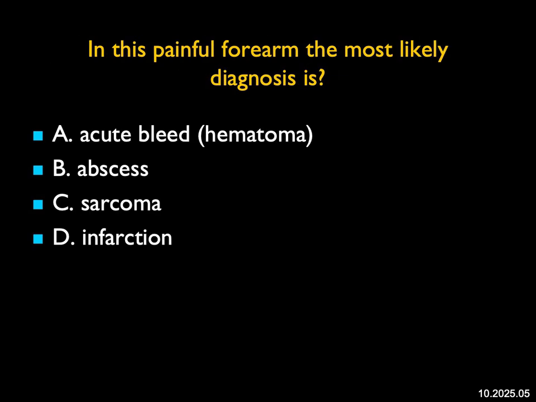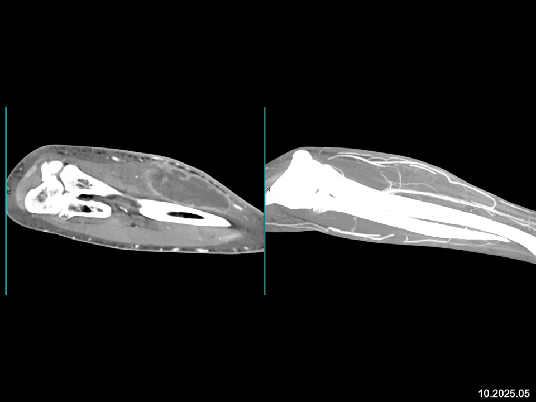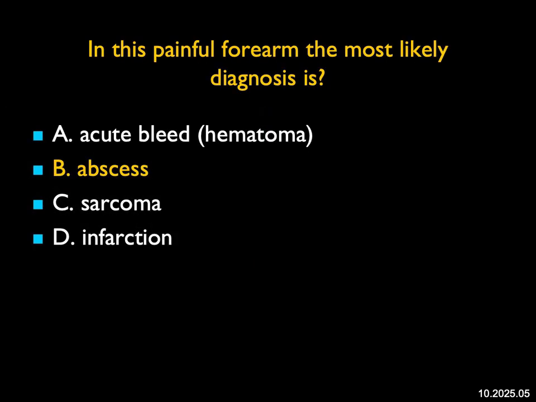In this painful forearm, the most likely diagnosis is, well, you see a cystic lesion with rim enhancement. The vessels are intact, but is an intramuscular process. It doesn't have the look of a hematoma, and it's not a muscle infarct. So really the only things you could be thinking about are abscess or sarcoma. The way it sits in the muscle, the cystic component, the rim enhancement, this is most consistent with an abscess. Abscesses in muscle are most common in patients with IV drug use.